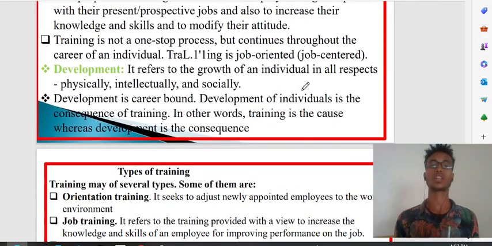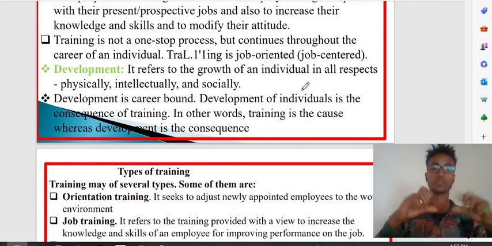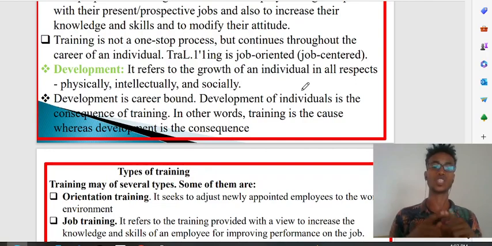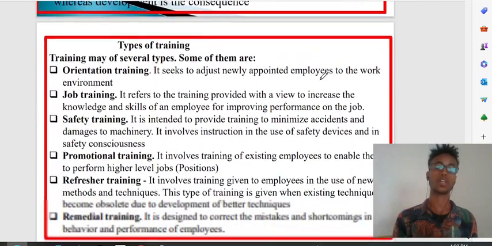Development refers to the growth of an individual in all respects: physically, intellectually, and socially.